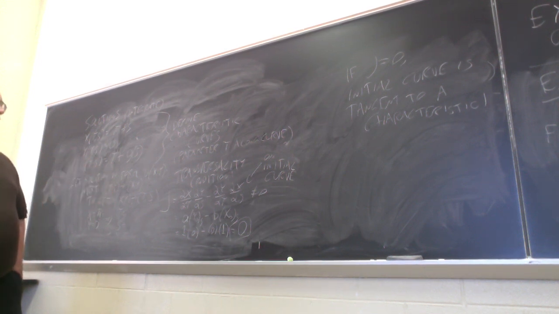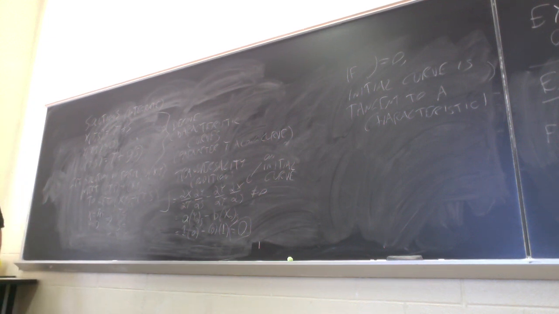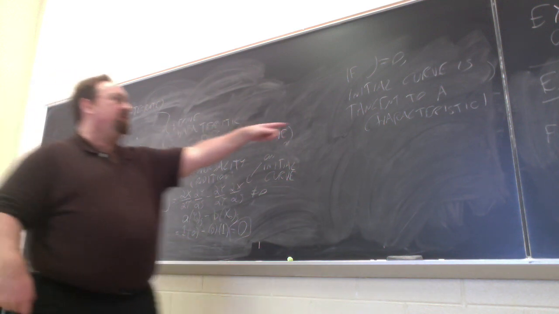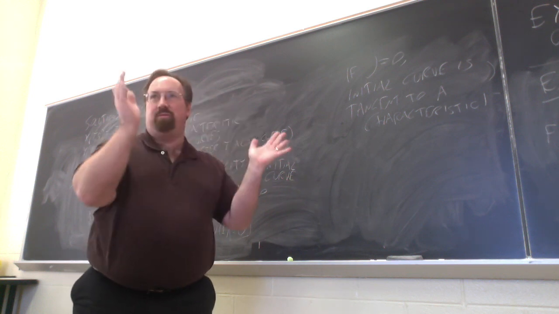Yeah, so in fact what's happening is the initial curve is a characteristic. It's worse than being tangent. Tangency is what could happen at a single point, and that's bad enough. But if they actually lie on top of each other, then that's really bad.